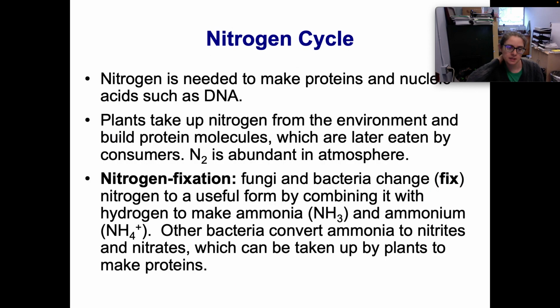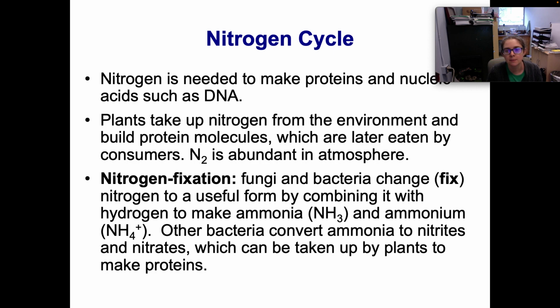Okay, next up is the nitrogen cycle. Nitrogen is needed to make proteins and nucleic acids like DNA. So we have to eat food with protein because we need to have proteins, and that's why we get nitrogen and why we eat nitrogen. Plants take up nitrogen. They need it too to be able to do their cellular processes, and they take it up from the environment to build proteins, which consumers later eat.